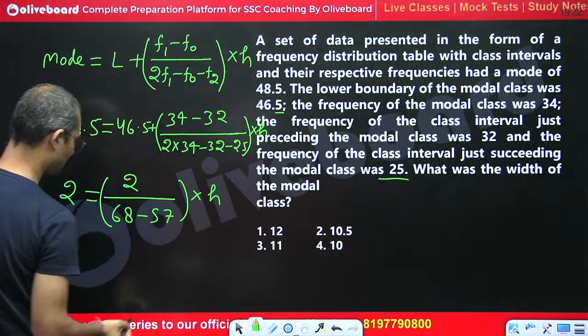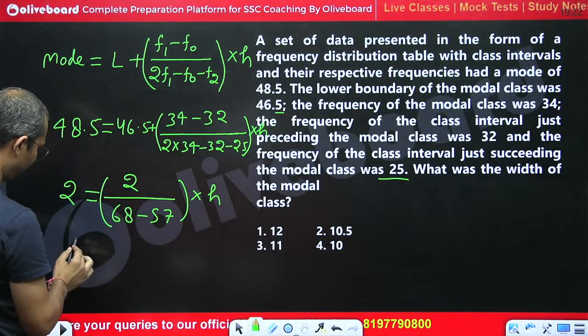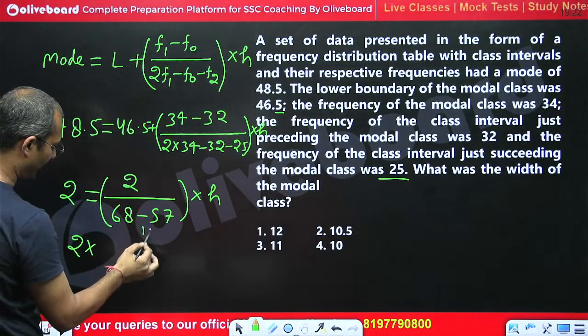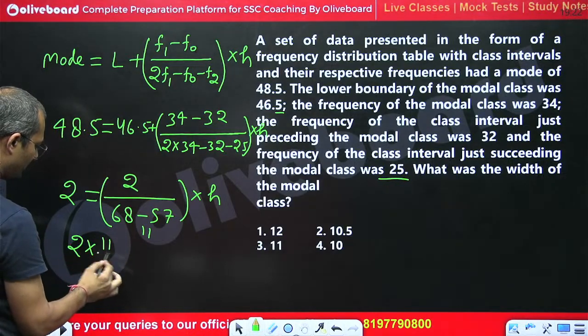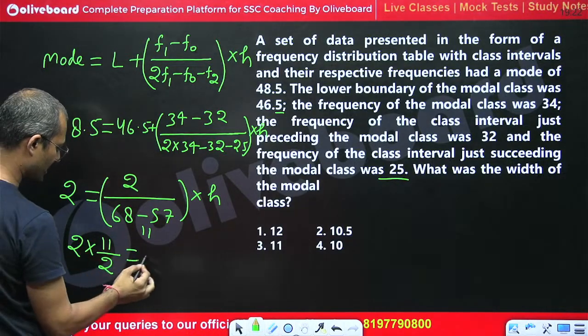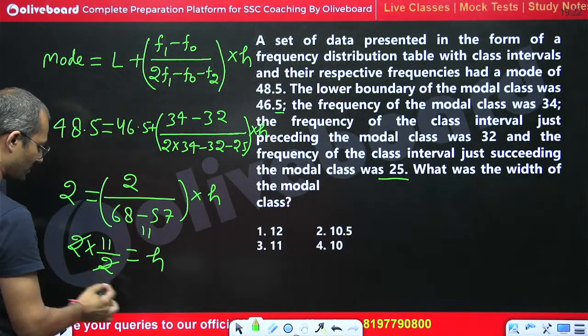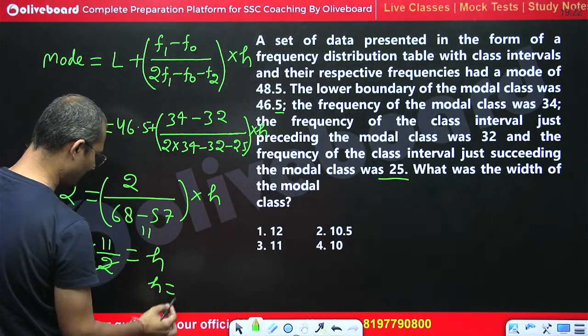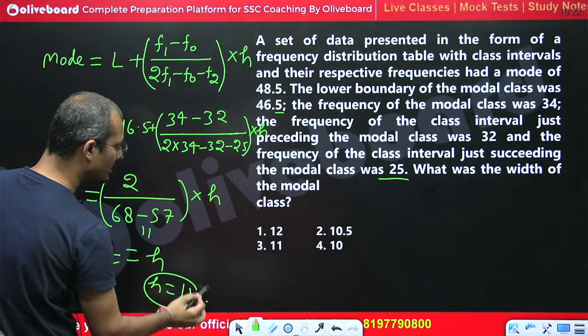So here we will get 2 into h, this will become 11. Transferring this from the left side, 11 by 2 is equal to h. 2 gets cancelled by 2. So the height, or we can say the size of the class, would be equal to 11.